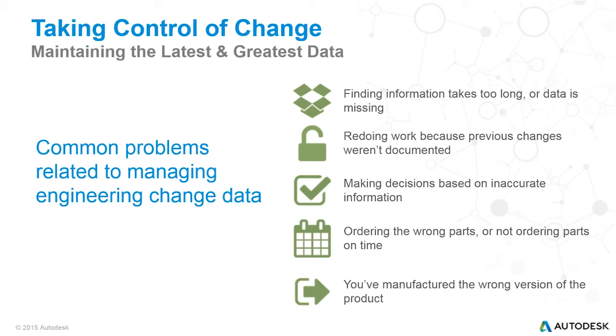We often find that changes made by a manufacturing department don't get documented back in engineering because they have copies of files, and this information isn't being stored in one central location. This can often lead to making decisions based on incomplete information, which often results in ordering the wrong parts, not ordering parts on time, and worst of all, working on the wrong version of a document and manufacturing the wrong version of a product. So we find that these challenges occur when trying to control the change of data within an environment where you don't have a PDM system. And this essentially leads to wasted time, effort, and money.